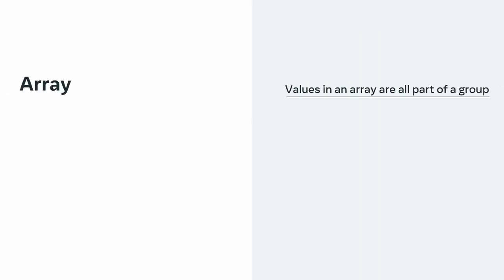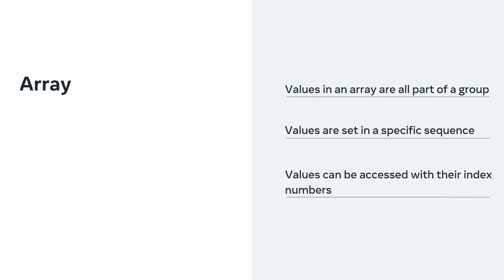To summarize, arrays help us achieve several things in JavaScript. Arrays signal that the assigned values all belong to a group. These values are ordered in a sequence, and each one can be accessed through its index number in that sequence. In this video, you learned how to build an array in JavaScript. You also learned how JavaScript sequences array items using an index value.